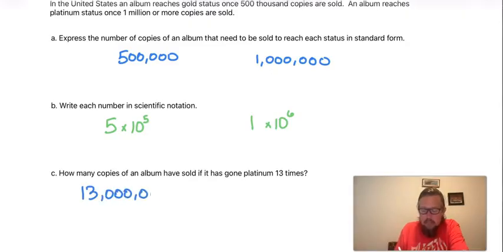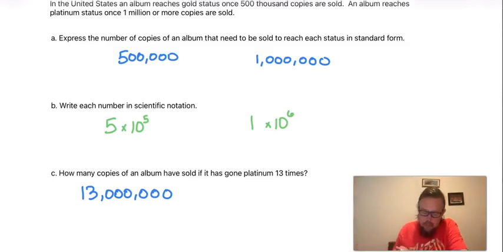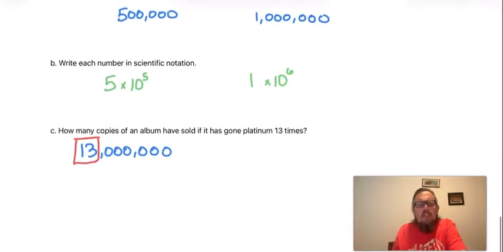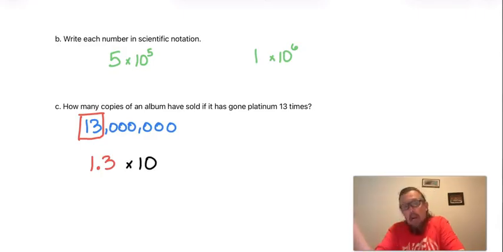And here's where we actually have to do some scientific notation work because it's not just one number with a bunch of zeros, it's two numbers with a bunch of zeros. So our two digits in front of all of the zeros are 1 and 3. So it's going to be 1.3 times 10 to some power. It's going to be a positive power because this is a big number.